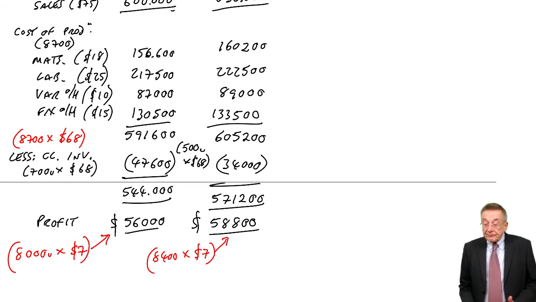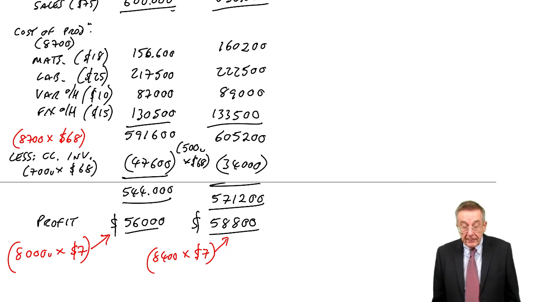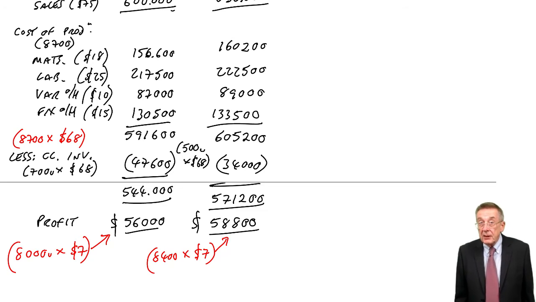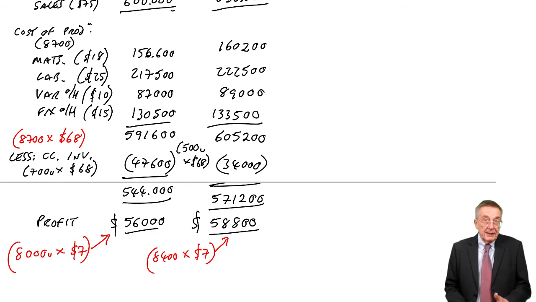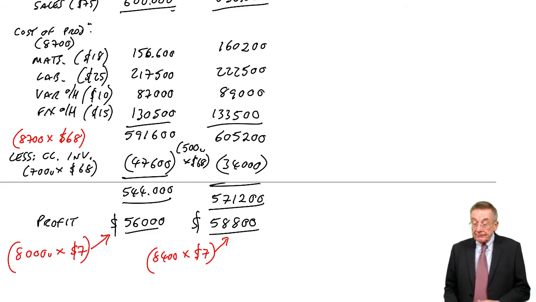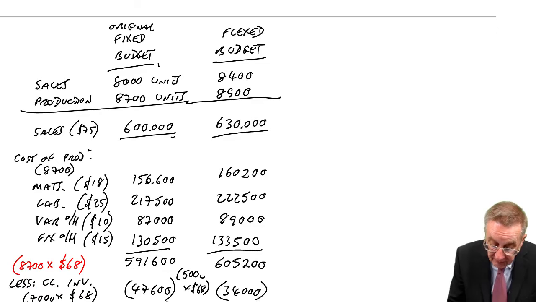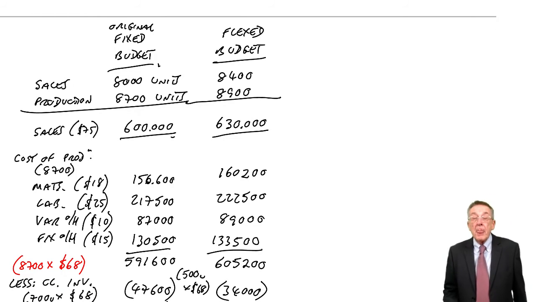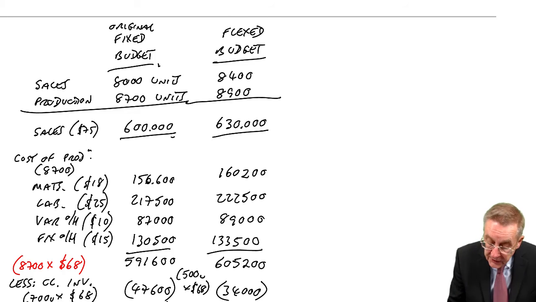I've already said, even if everything else went perfectly, it won't in fact be 58,800 because of these fixed overheads. Well, as you'll see, we will explain that effectively to them later. However, having done the flexed budget, now it does make sense to compare what actually happened with what should have happened. So let's now look at the actual results.